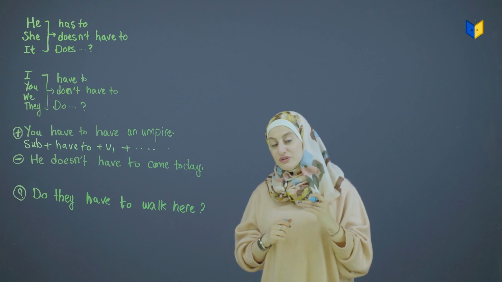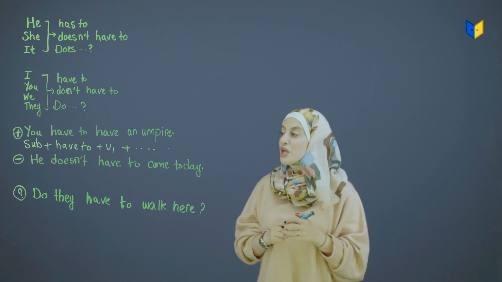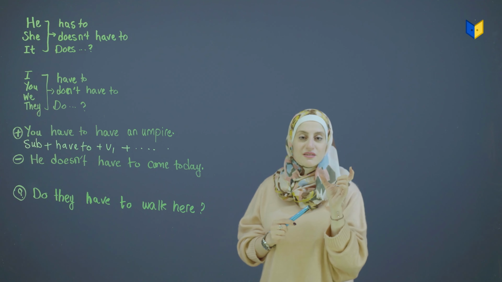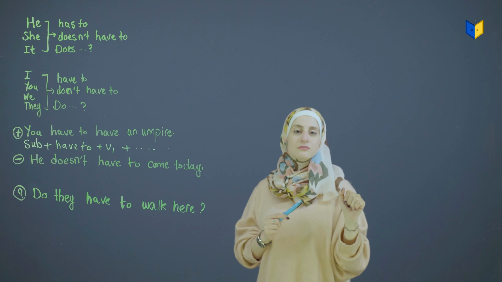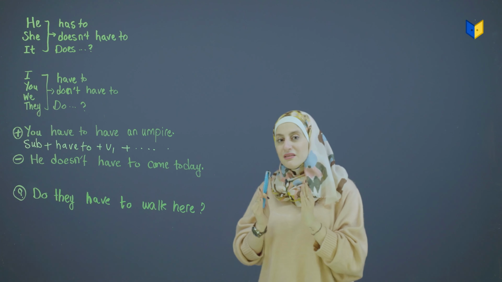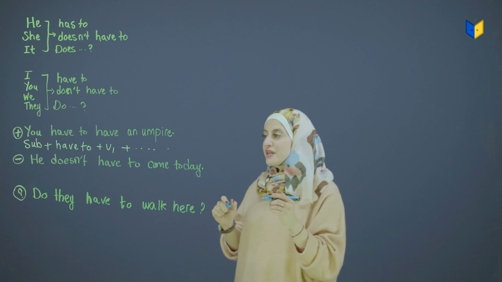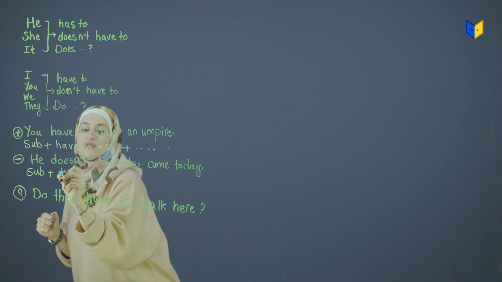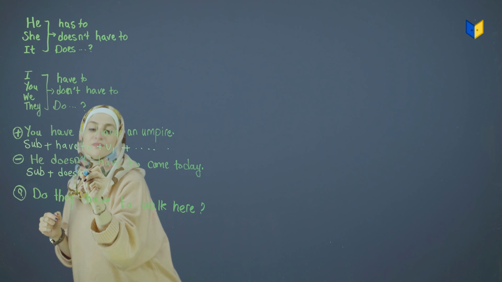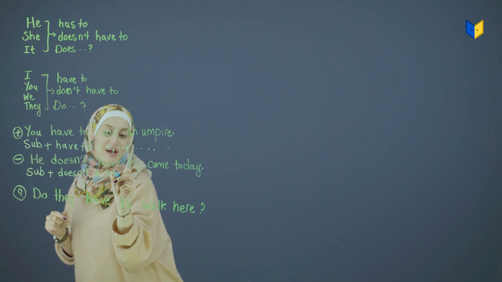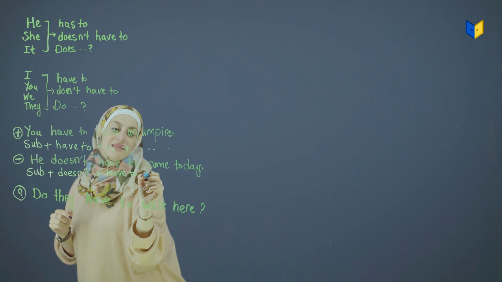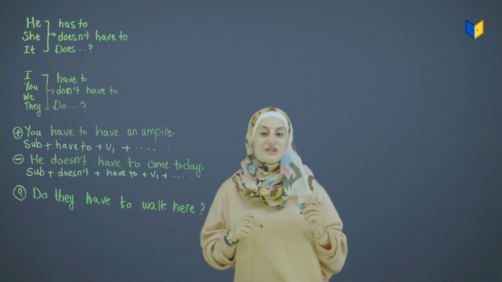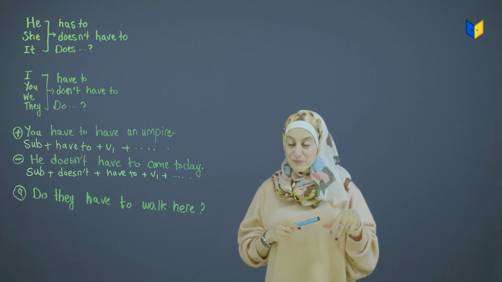Now let's look at number 2, which is the negative form. He, one person, does not, contraction, اختصار, doesn't have to come today. So let's look at the segments of the sentence here. He is our subject. And then doesn't as a contraction, as it is, and then have to, I add it as it is, and then come, which is verb 1, and then the rest of the statement, which is today, a time marker. We're talking about today.